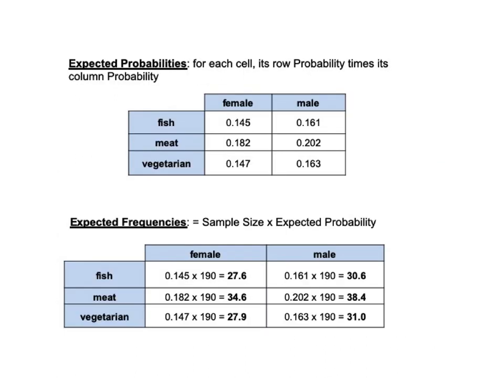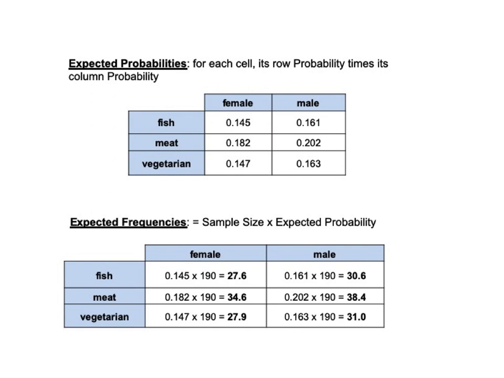The expected probability of each cell in the top table is the product of the probability of its row times the probability of its column. This table shows us the probability for each combination of gender and meal. In the upper left white cell, we can see the 0.145, which we calculated for female and fish. Next, for each cell, we multiplied the expected probability by the sample size for all our data. This is shown in the bottom table. This gives us the expected frequencies for each cell.